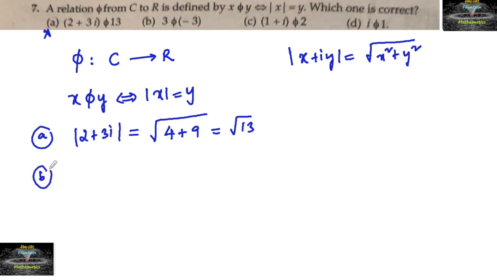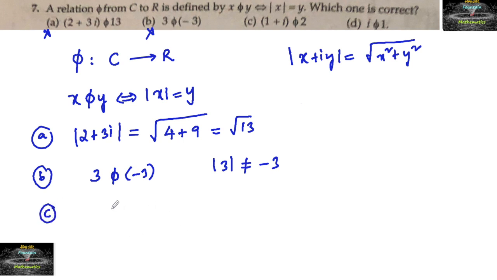And the second option, 3 is related to minus 3. So here x is equal to 3. So mod 3 is nothing but 3, but mod 3 is not equal to minus 3. So we can say that the second option is also wrong.